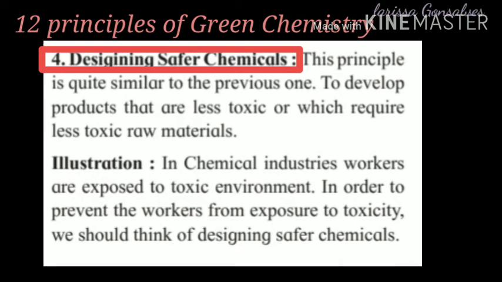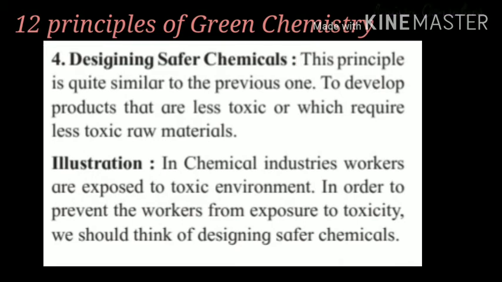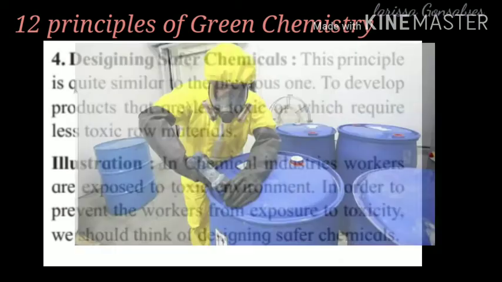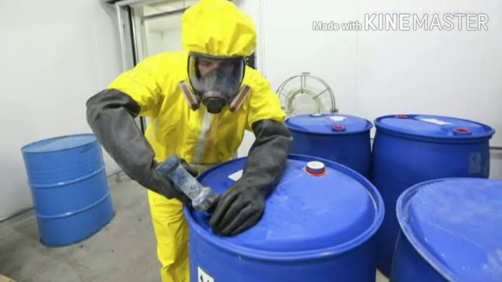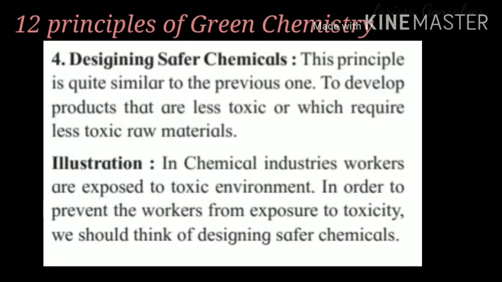This principle is very much similar to the previous principle. According to this principle, we need to produce products which are less toxic or by using less toxic raw material. We know that in chemical industries, workers are very much exposed to the toxic environment. Toxic means poisonous environment. So in order to prevent these workers from exposure to toxicity, we should think of designing some safer chemicals. Let us understand this with the help of an example.